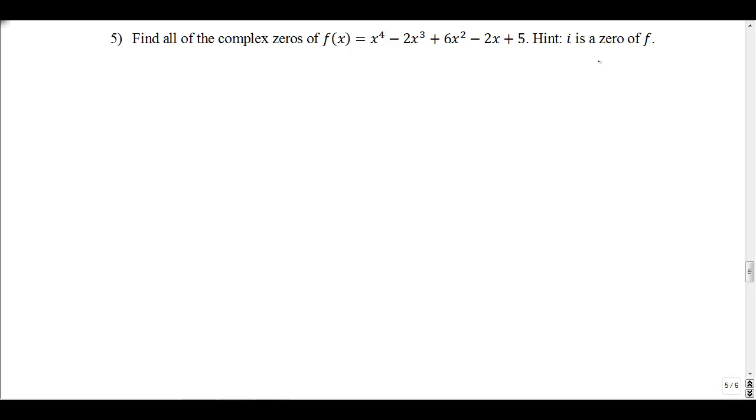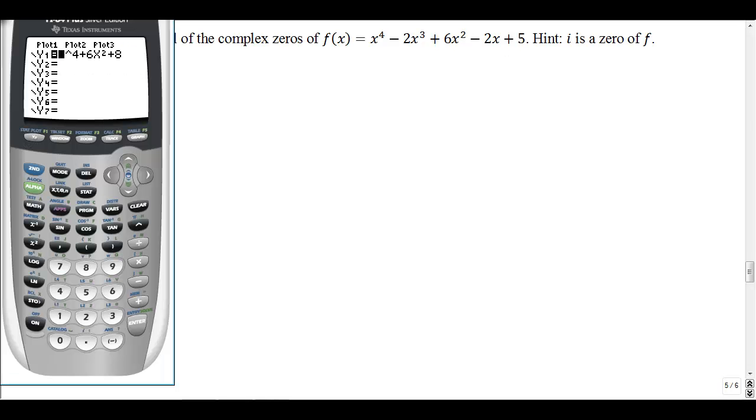So one thing you might do is sort of what we did before. Let's just plug this in, clear that out. x to the 4th minus 2x cubed plus 6x squared minus 2x plus 5. I'm ignoring the hint for this part and see sort of why that's maybe necessary even. And then I'm going to enter, and then I'll go to the table.